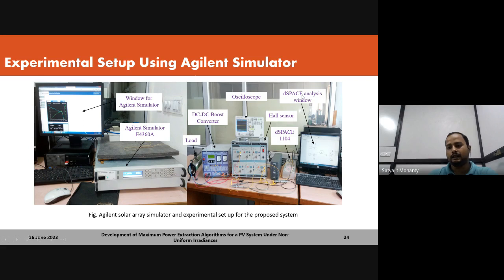The controller used is dSPACE 1104. This is the system for the controller. We have Hall sensors for measuring the voltage and current. We have DC-DC boost converters, and we have a load. We have a DSO, a digital storage oscilloscope, to see the output waveform and the tracking waveform. I will be showing the response of this. This is the total hardware part which we used. You can perform the experiment at any time and obtain the output. The second case comes when you work in real time.